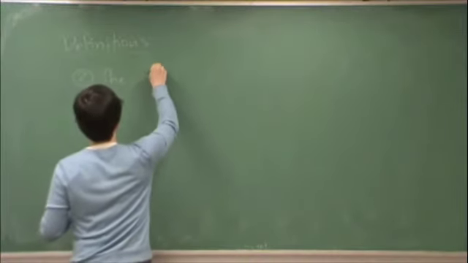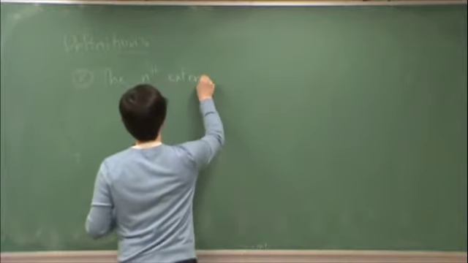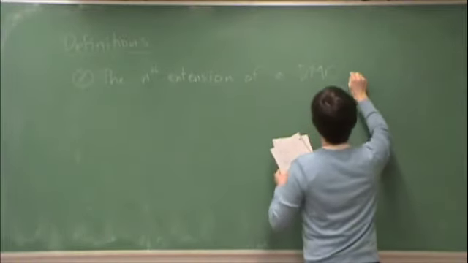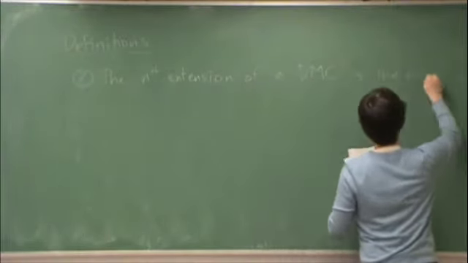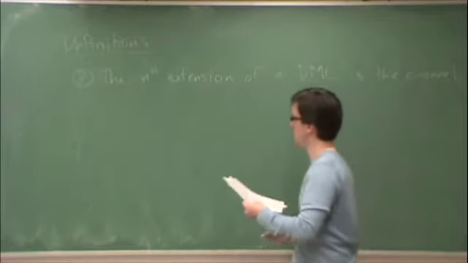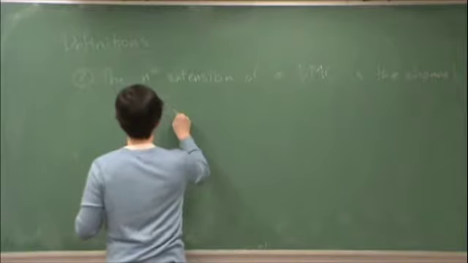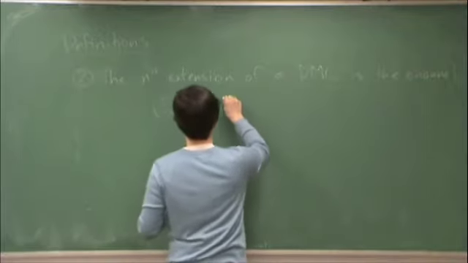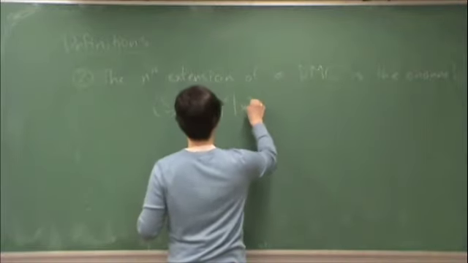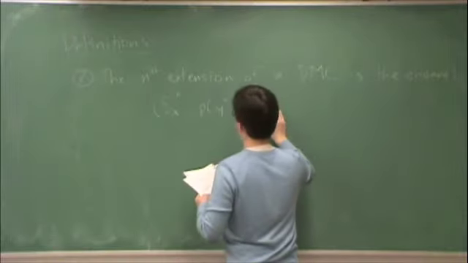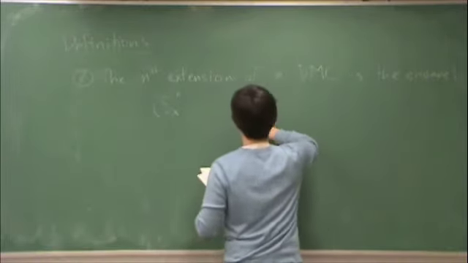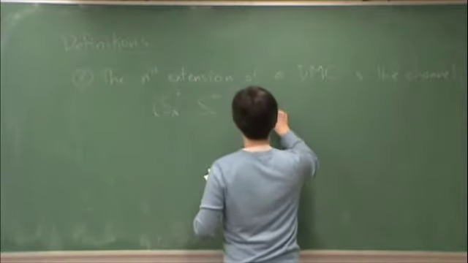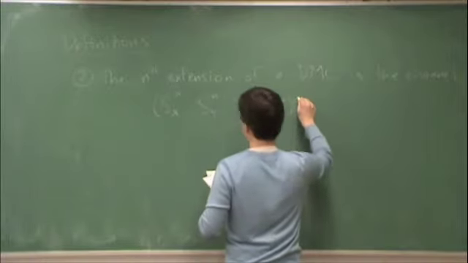The nth extension of a DMC is the channel Sx to the n, Sy to the n, P of n-fold vectors of y given n-fold vectors of x. Excuse me, sorry, I did it again. Sx to the n, Sy to the n, P of n-fold vectors of y given n-fold vectors of x.